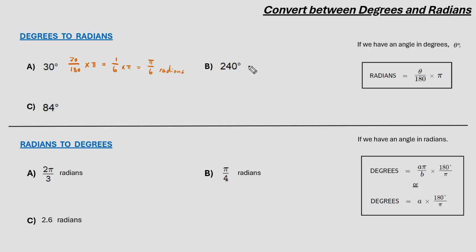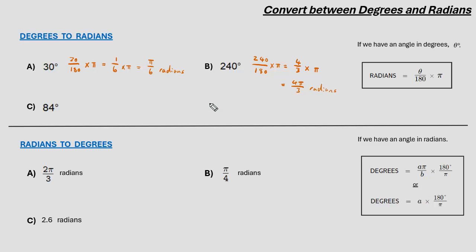And for the same approach with 240 degrees, if we have an angle that size, we wish to convert it to size in radians. Again, we look to see if this fraction can be simplified further, and it turns out it can. We can simplify to 4 over 3 multiplied by pi, and that gives us 4 pi over 3 radians.